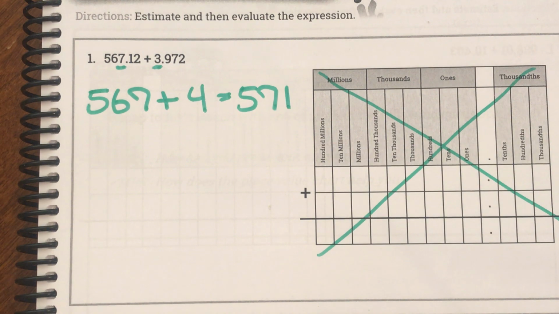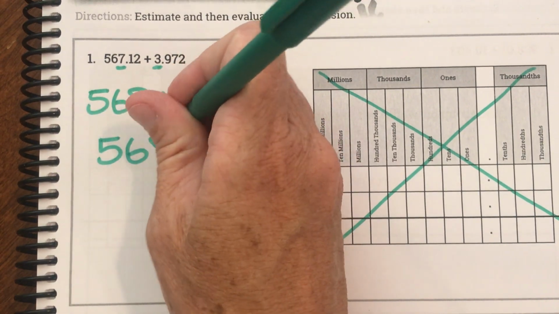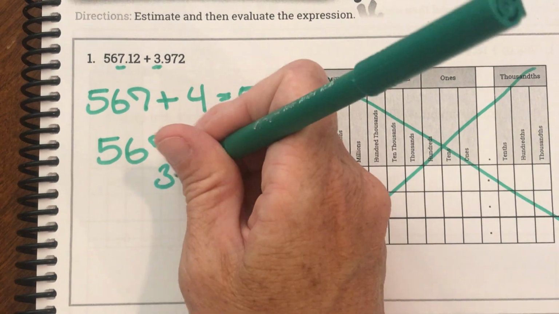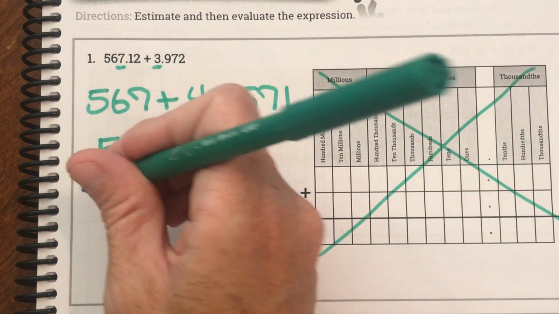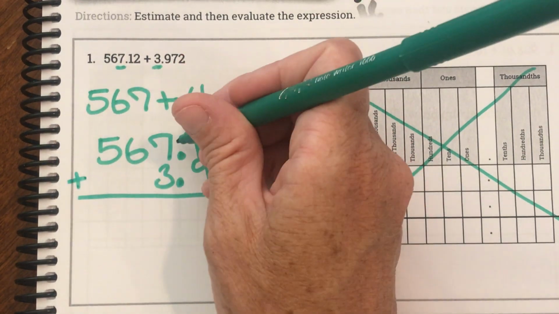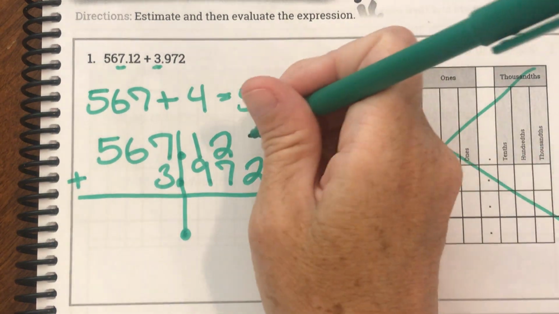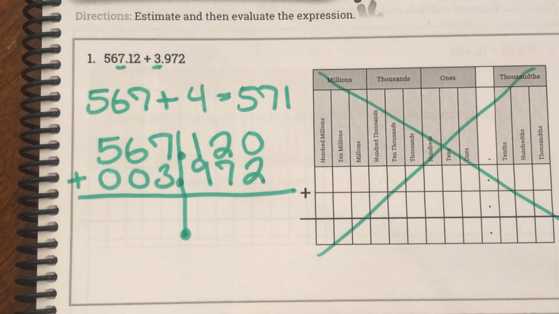Our next step now is to rewrite our problem by lining up our decimals and place values. So let's line those up very neatly. Make sure your digits are all nicely lined up, and your decimals are lined up. Our next step is to add our zeros to create that imaginary box. Then we are ready to evaluate or solve.